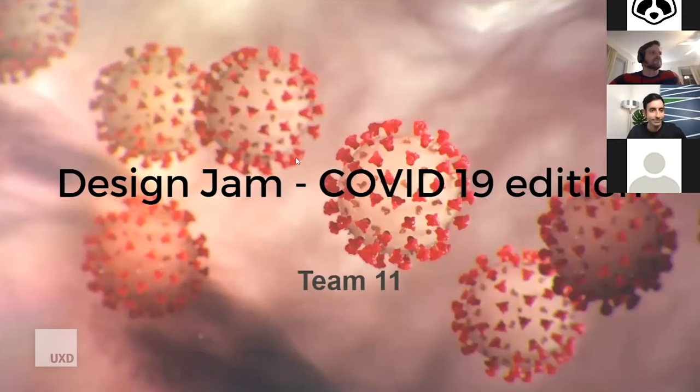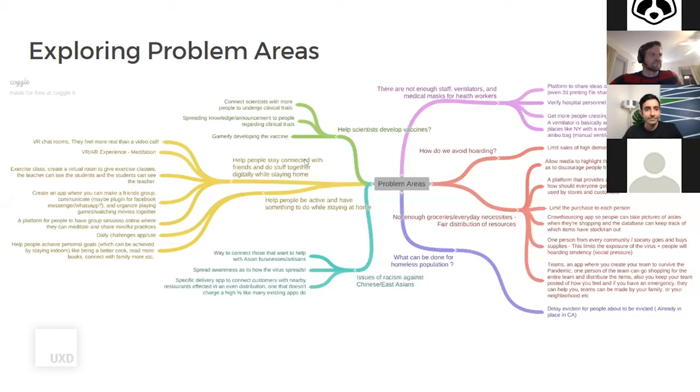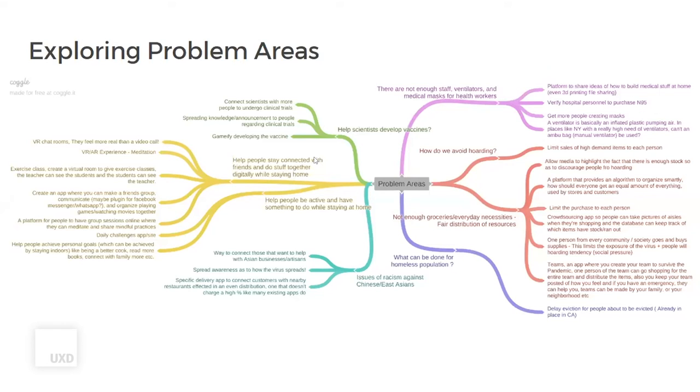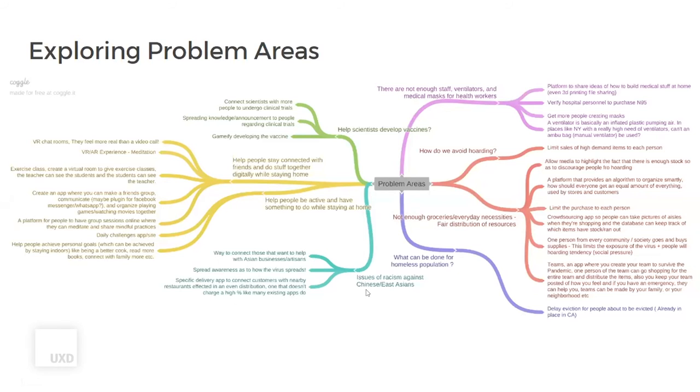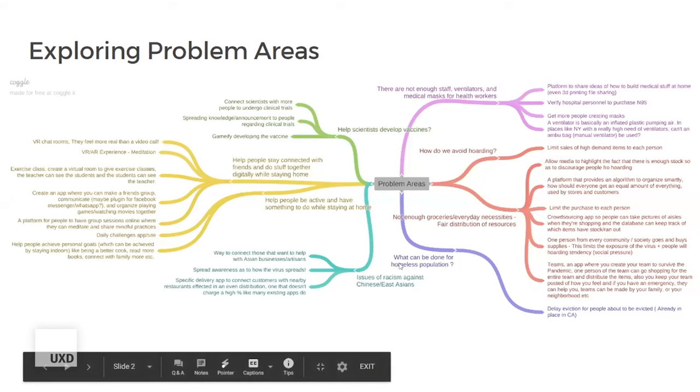Okay, cool. So yeah, we started off this design jam session by exploring what possible areas we would want to look at, and we came across some pretty interesting problems along the way. One of them was, how do we help scientists develop vaccines? And the other was the issue of racism that people are faced with, and what could be done.